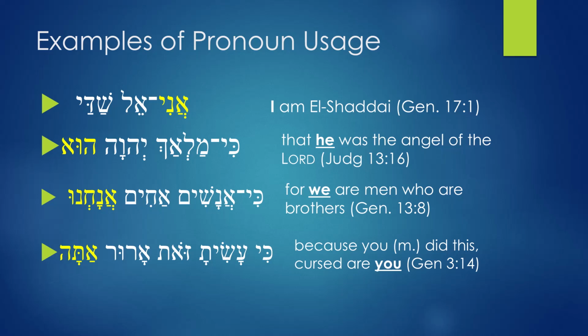So ki means because, or it means for. Asita: you may be wondering where asita is coming from. We have looked at the verb asa. Asa means he did or he made. So asita means you did. Zot means this. Aru, you remember this? Aru means cursed. Ata means you. So, you are cursed. How do you translate this? The translation is, because you did this, you are cursed, or cursed are you. That's how you translate this phrase.